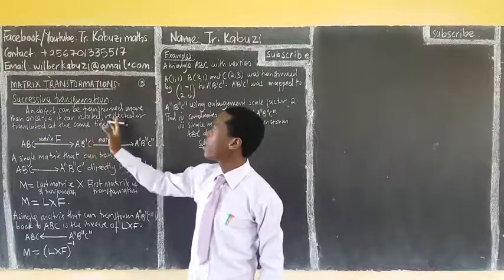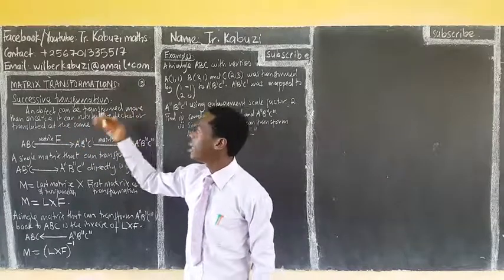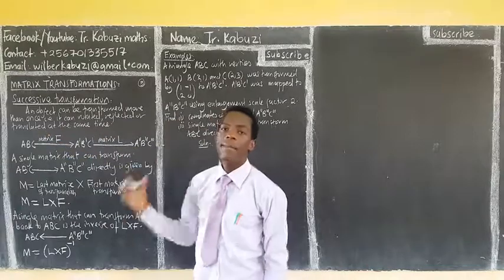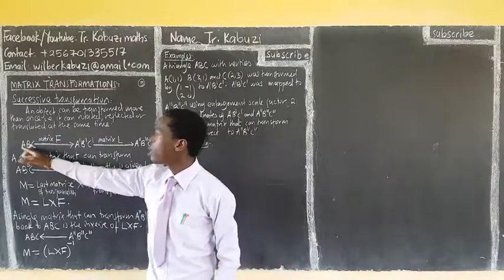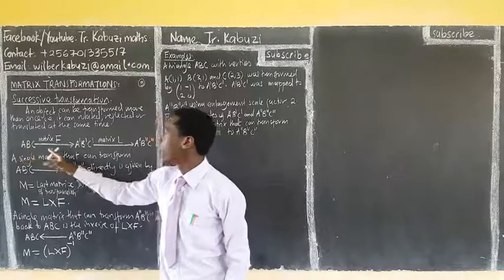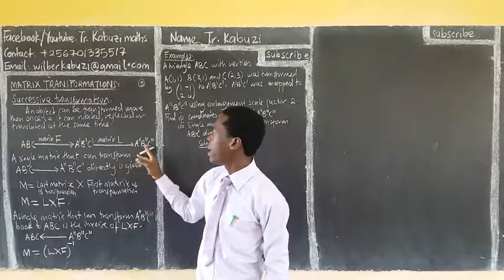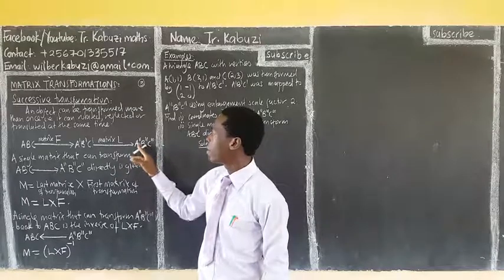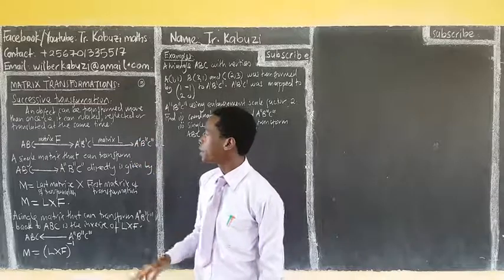So an object can be transformed more than once, i.e. it can be rotated, reflected, translated at the same time. So you can do it more than once. Like here, you transform from A, B, C to A prime, B prime, C prime, then from this to A double prime, B double prime, C double prime.